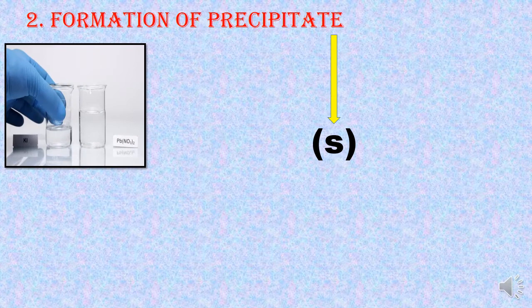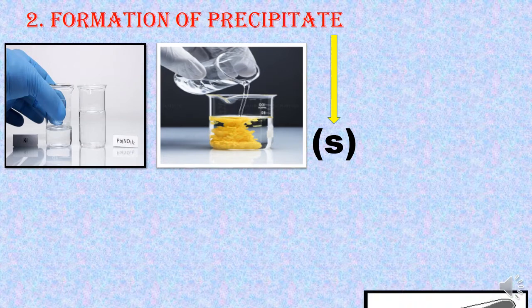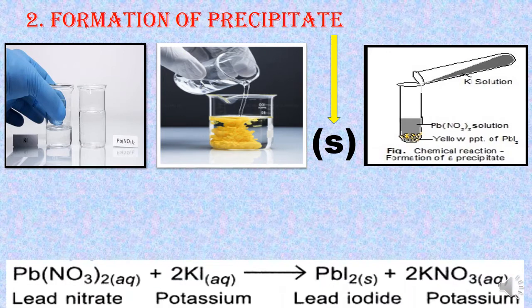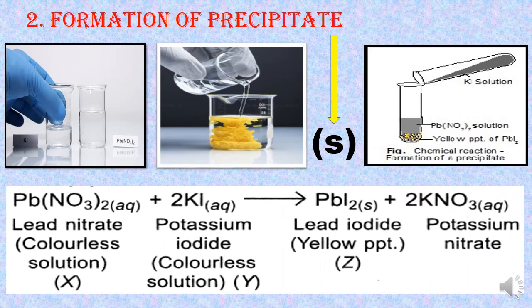Number 2. Formation of precipitate. It is represented either by a downward arrow or by simply writing the symbol for the solid state, small s. For example, when potassium iodide and lead nitrate solutions are mixed together, a yellow precipitate of lead iodide is produced. The reaction can be represented like this.